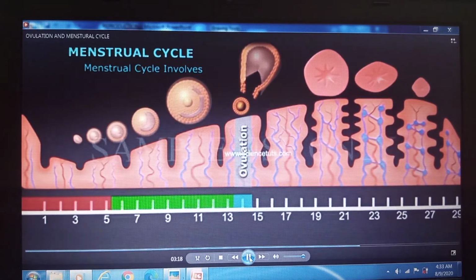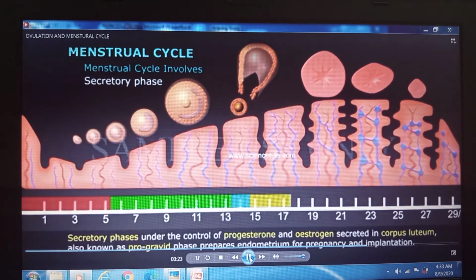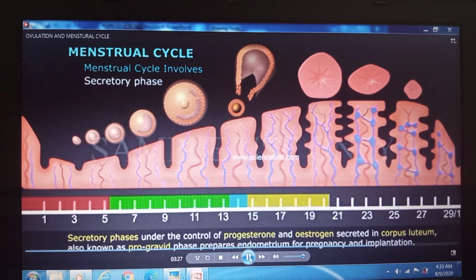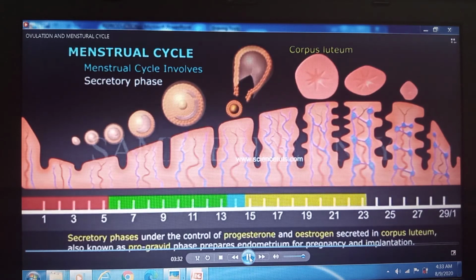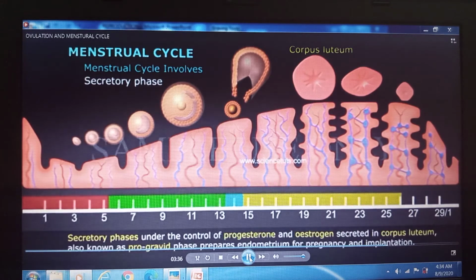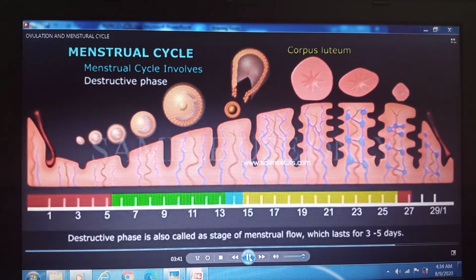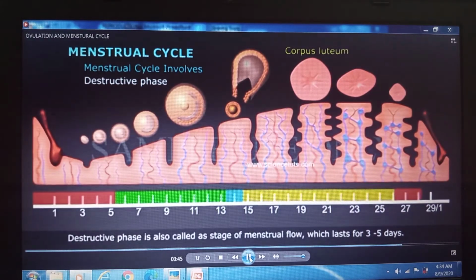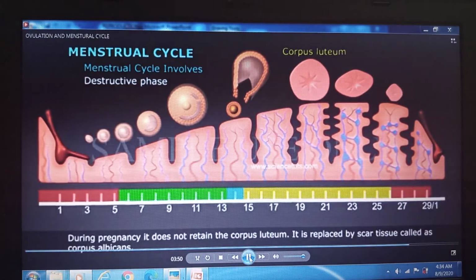menstrual period. Secretory phase. The secretory phase is under the control of progesterone and estrogen secreted by the corpus luteum, also known as the progravid phase, and prepares the endometrium for pregnancy and implantation. Destructive phase. The destructive phase is also called the stage of menstrual flow, which lasts for 3 to 5 days. During pregnancy, it does not retain the corpus luteum.